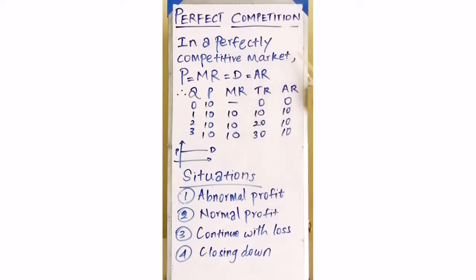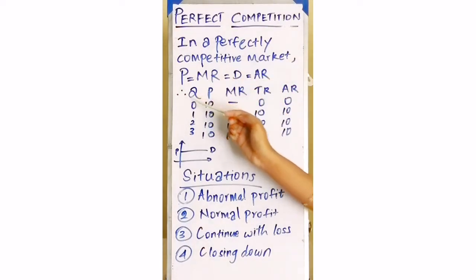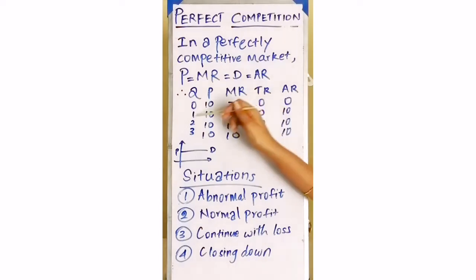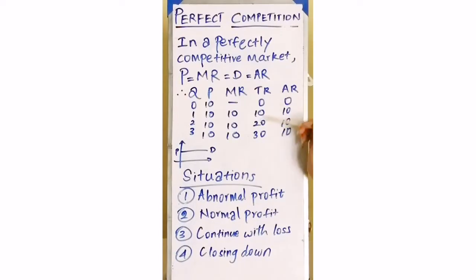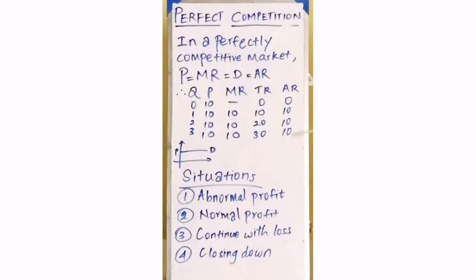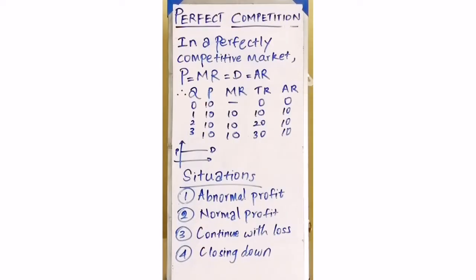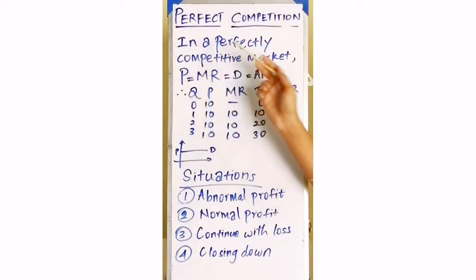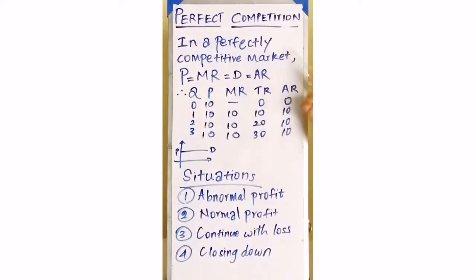Thereafter, average revenue is the total revenue divided by quantity. At this point, 10 divided by 1, it's again 10. 20 divided by 2, it's again 10. 30 divided by 3, it's again 10. So this is how we could prove that price is equal to MR is equal to AR.